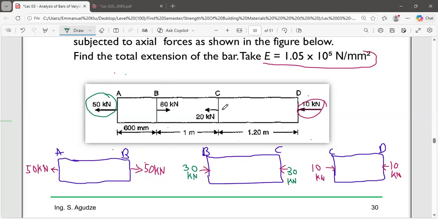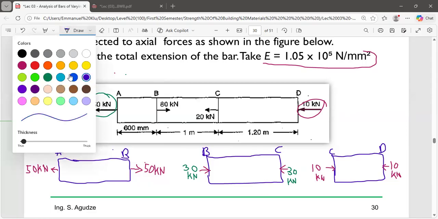If you come and compare the force at C, to get the force at C, look at this 10 Newton and the 20. They are moving in the same direction. So we just add them. 20 plus 10 is 30. That's why I'm having 30 Newton. Once you're able to get this, at the end of the day, you can just solve your work and you are good to go.